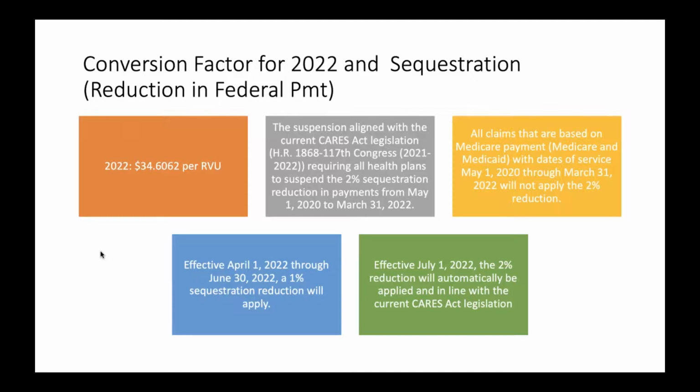The conversion factor is so important to us because this is what we multiply the RVUs by. So if there is a 2.0 RVU attributed to a physician's work effort, say like a 99358, I think is a 2.0, or it used to be, that means we got, let's see, 34.60 times 2. That's the money we get. So that's why this conversion factor is so important.